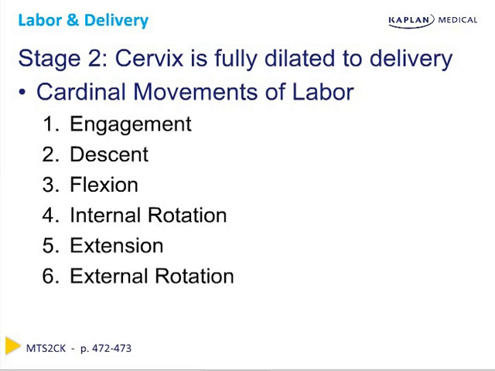Next is external rotation. During the head delivery, external rotation will occur, giving the shoulders room to descend. The anterior shoulder typically goes under the pubic symphysis first. We then have expulsion. First, there's delivery of the anterior shoulder, which is obtained by gentle downward pressure of the fetal head, followed by the posterior shoulder, for which we give gentle upward pressure on the fetal head. The rest of the fetus typically follows with ease.